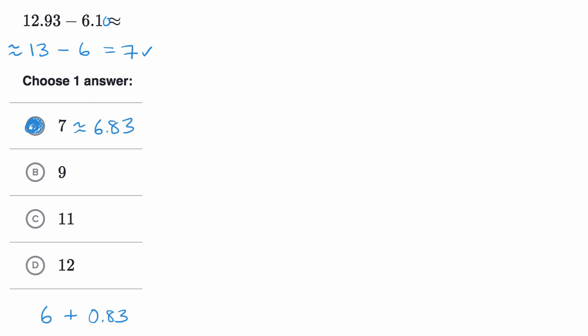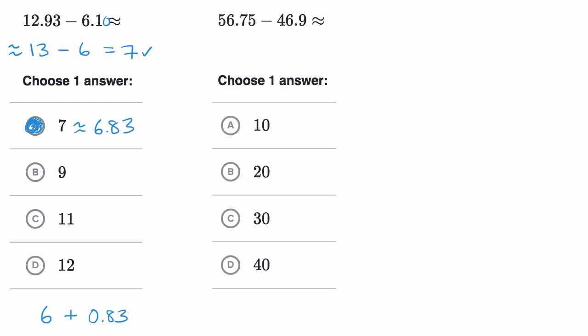Let's do another example. So here we are asked, what is 56.75 minus 46.9 approximately equal to? Once again, pause this video and try to work it out. Well, here I'm going to do the same thing. I'm just going to round each to the nearest whole number and then subtract. And I'm going to write it out, but you could do this in your head. So 56.75 rounded to the nearest whole number is 57, round up. Minus 46.9, I would also round up to 47. And in our head, this is pretty straightforward. This is going to be equal to 10. And that indeed is one of the choices.